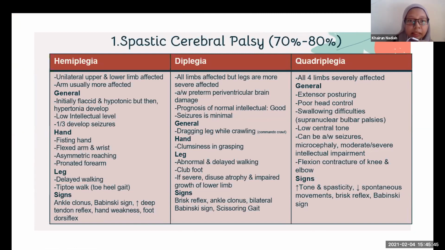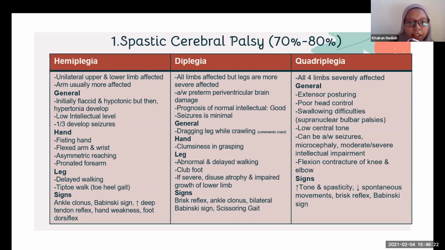Generally the child has a dragging leg while crawling. It is like a commando crawl. For the hand, there is clumsiness in grasping. For the leg, they have abnormal and delayed walking. They also have club foot. Club foot means the foot is rotated inwards, and if it's severe, there is disuse atrophy and impaired growth of the lower limb. For the signs, it is the same as before.